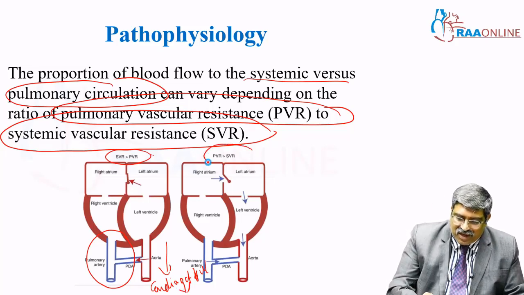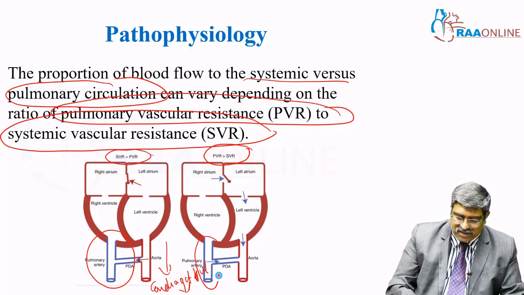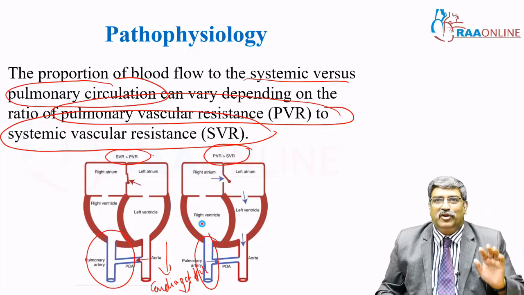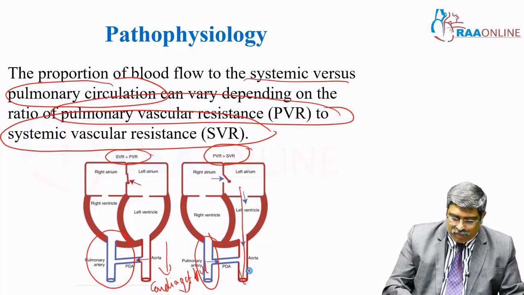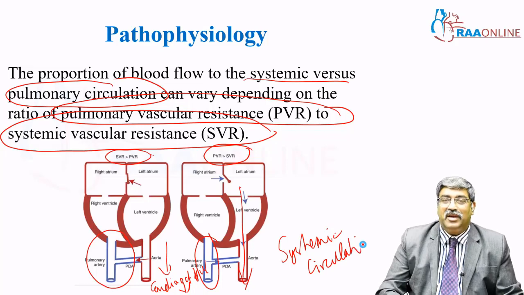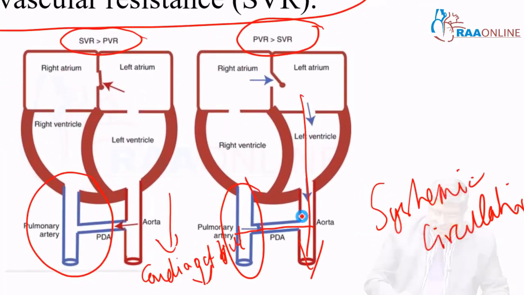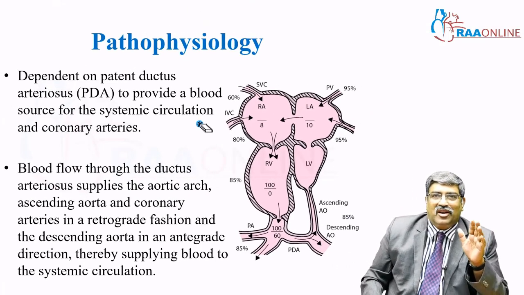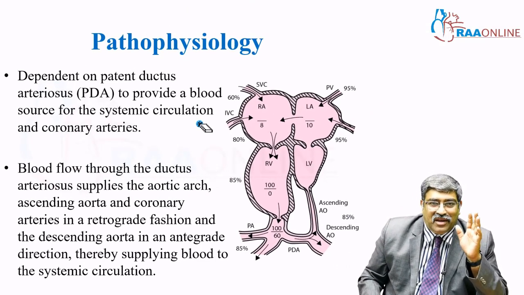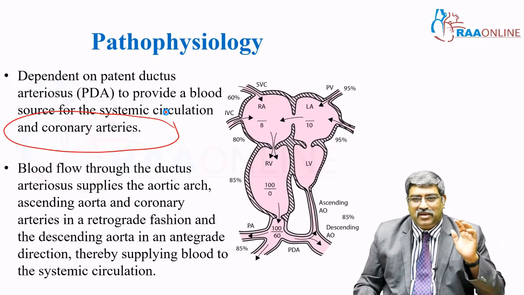When your PVR is higher than the SVR, because the PVR is high, there is going to be less flow into your pulmonary circulation and more blood goes into the systemic circulation. That means your cardiac output will be adequate at the compromise of a little bit of oxygen saturation. Here with PVR high, you can see the blood from the PDA goes into the systemic circulation. So your systemic circulation depends upon the patency of the ductus arteriosus, also for the coronary and the cerebral circulation.